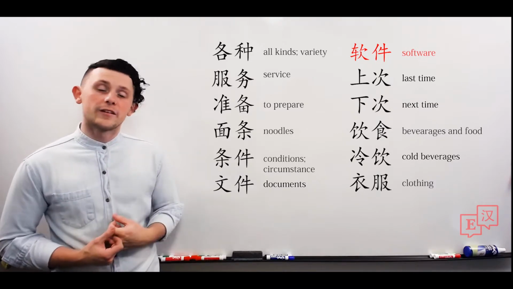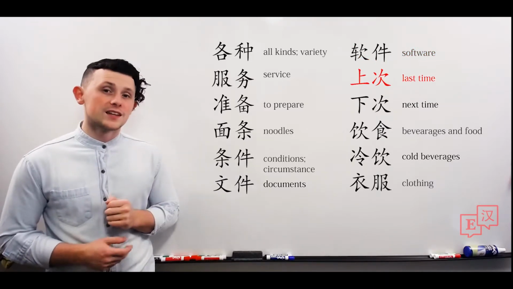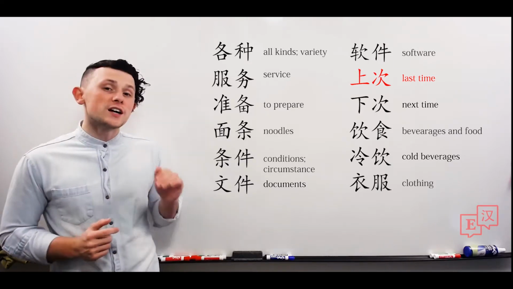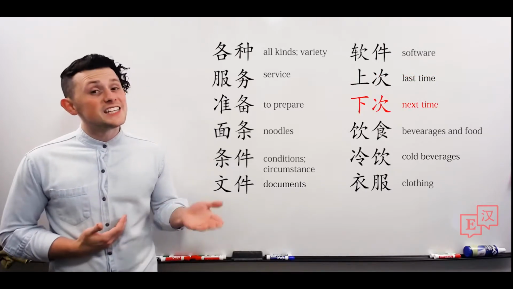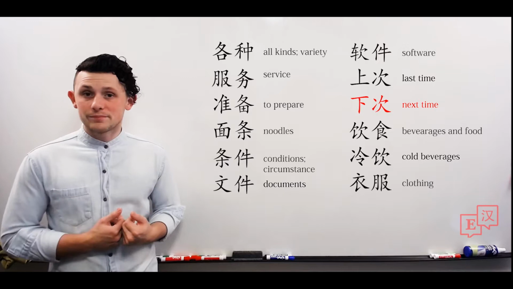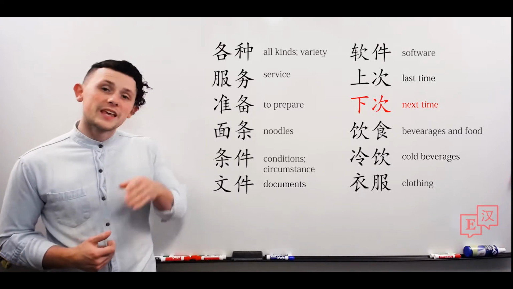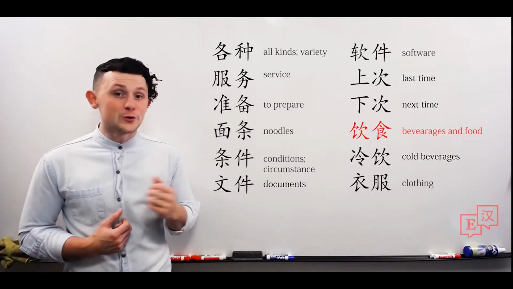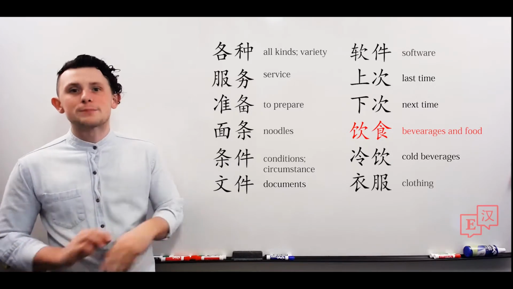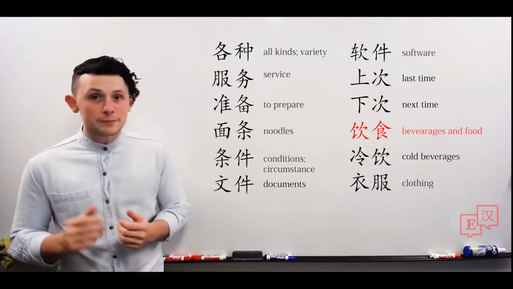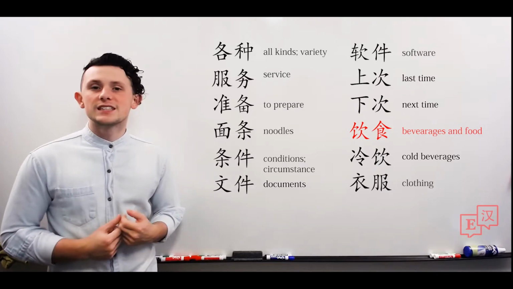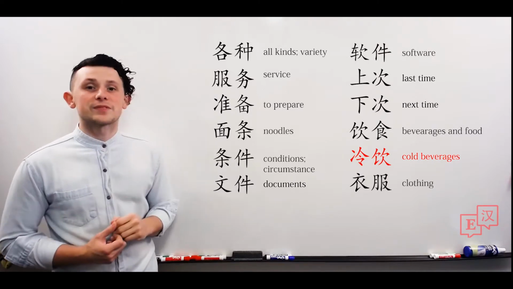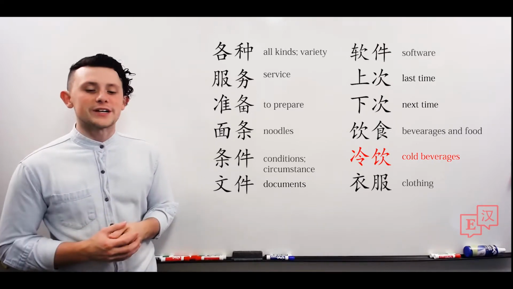上次, last time. So literally last time. Last time I went to the mall. 上次 and its opposite, 下次, next time. 饮食, beverages and food. This is the word for all types of edible items or food items, including beverages. 冷饮, cold beverages, cold drinks.